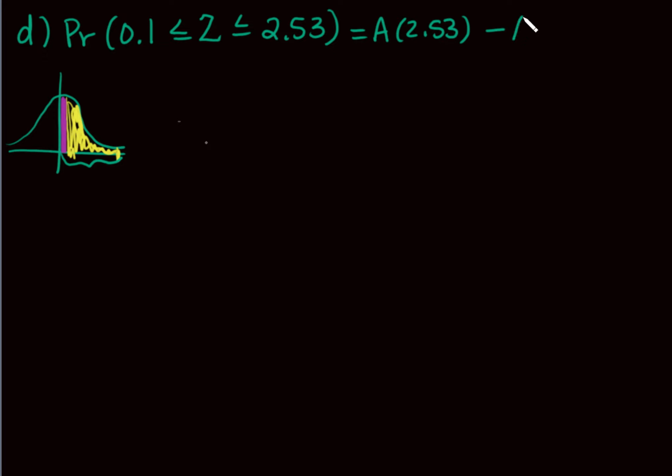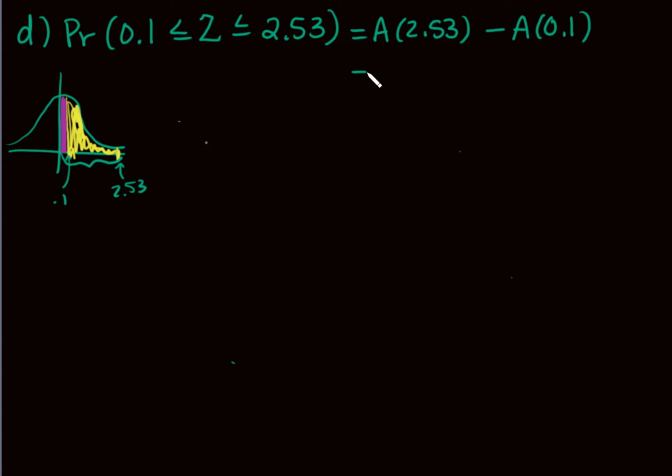What is the purple part? That's just the area from 0 to 0.1. So again, this right here is 0.1, this is 2.53. So how do I get that? I just take the whole area to 2.53, I subtract the area to 0.1, and that gives me the area in between 0.1 and 2.53, which makes sense, right? If you want the difference between two numbers, you subtract them.